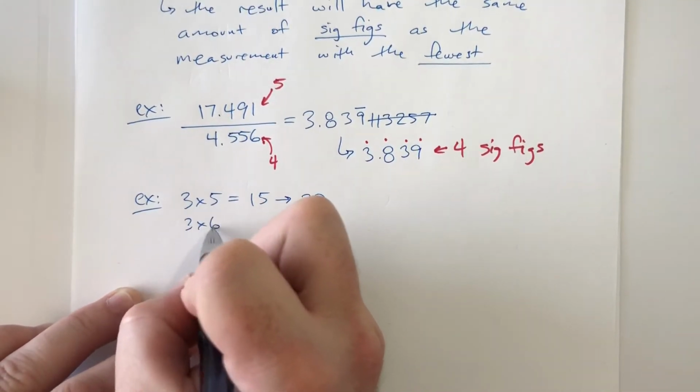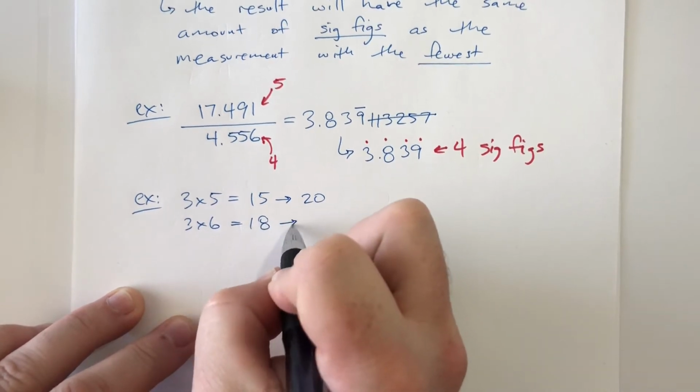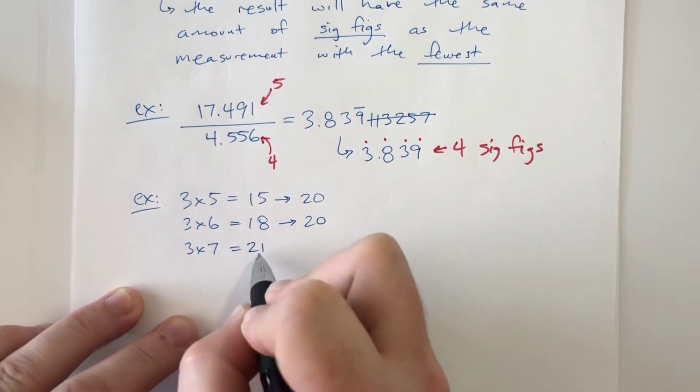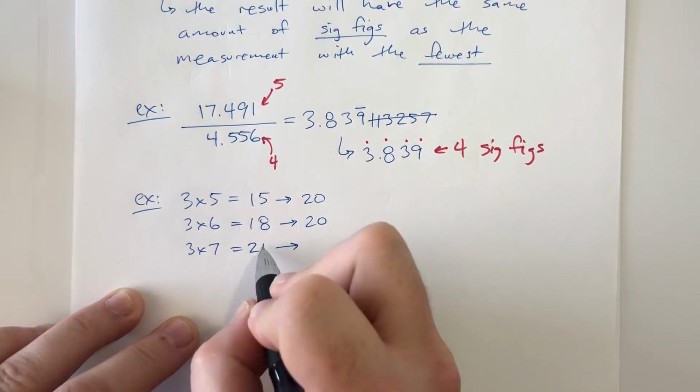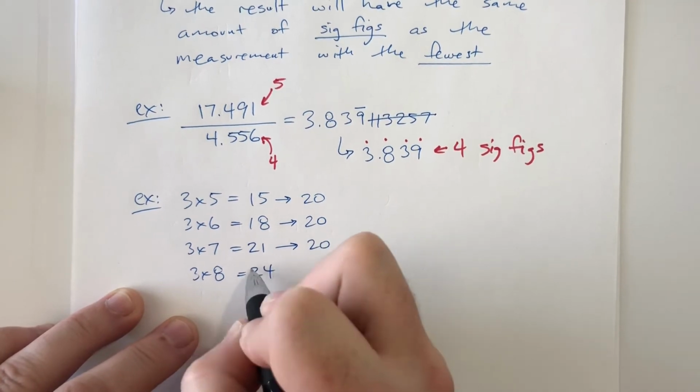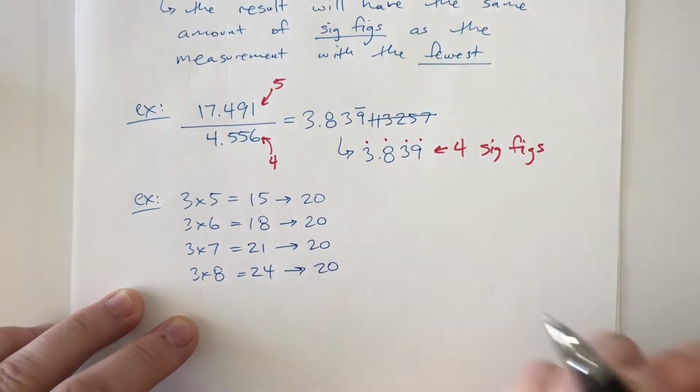If you do 3 times 6, that's 18. That also rounds up to 20. 3 times 7 is 21. That's low enough, 1 sig fig, this would round down to 20. 3 times 8 would be 24. That's low enough that it would round down to 20.